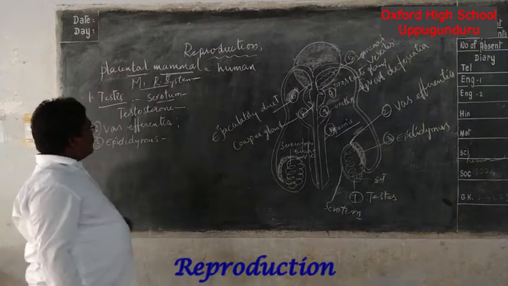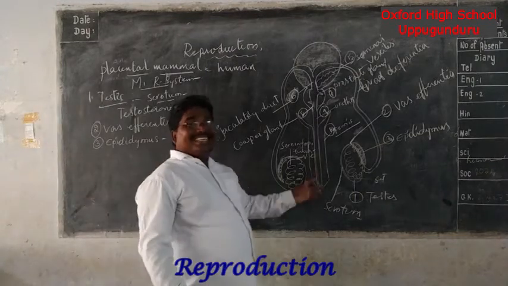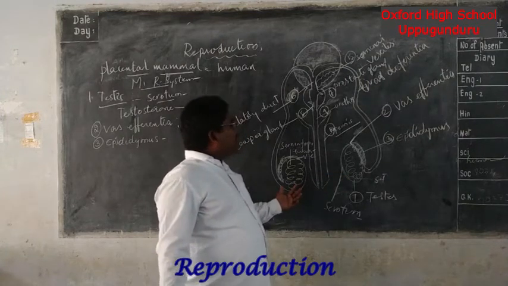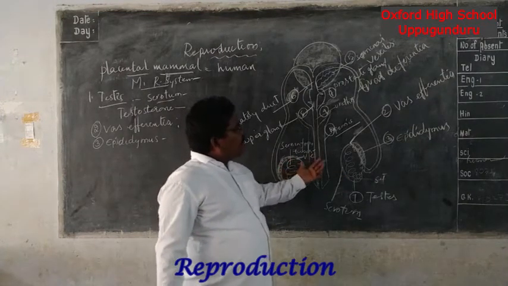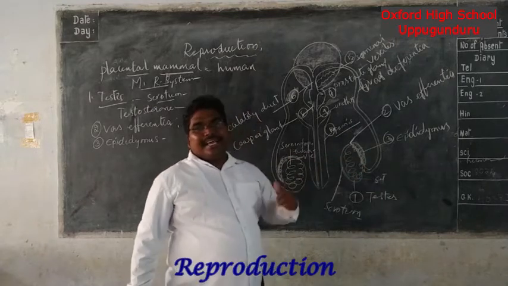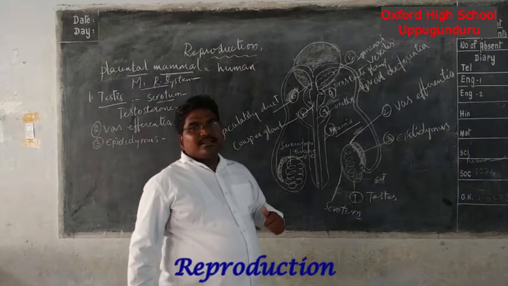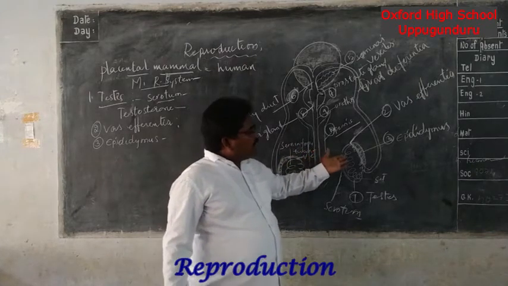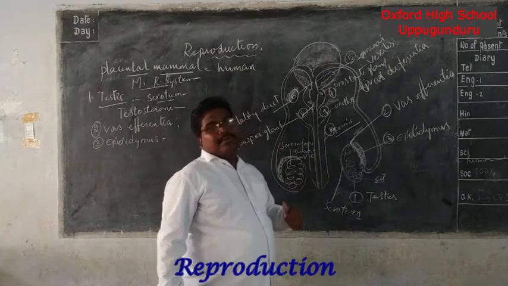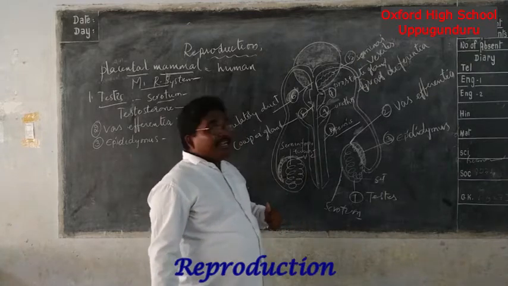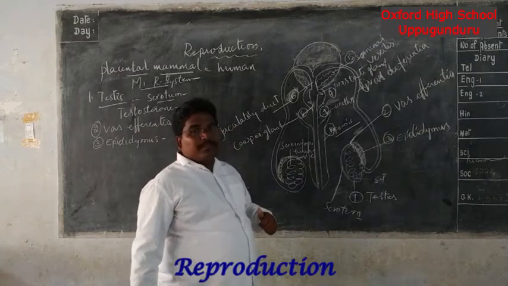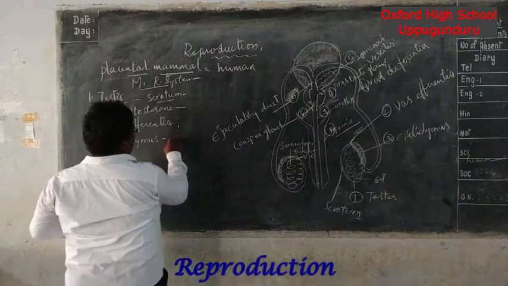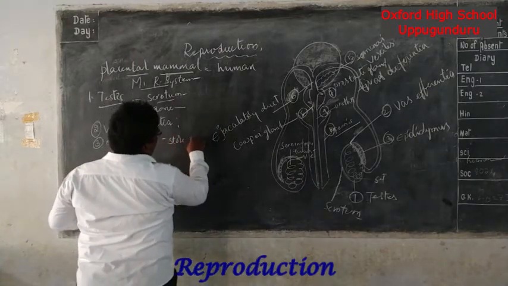Epididymis. One in each side. The vas afferentia opens into the epididymis. The epididymis temporarily stores the sperms.